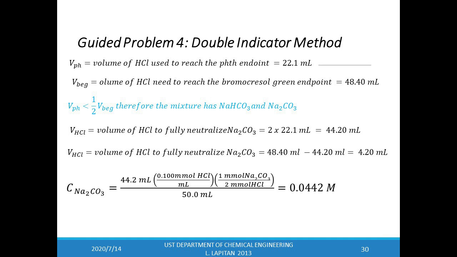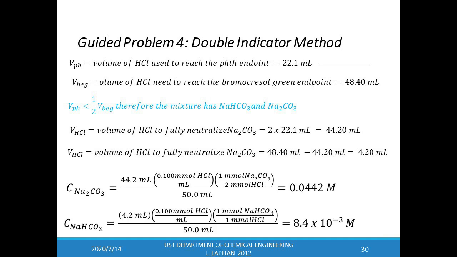In an analogous manner, we can also use stoichiometry to relate the volume of HCl to the moles of sodium bicarbonate in the sample as shown in the numerator of this equation. Now, dividing this by the volume of the sample will give us the molar concentration of sodium bicarbonate, which is 8.4 times 10 raised to negative 3 molar.